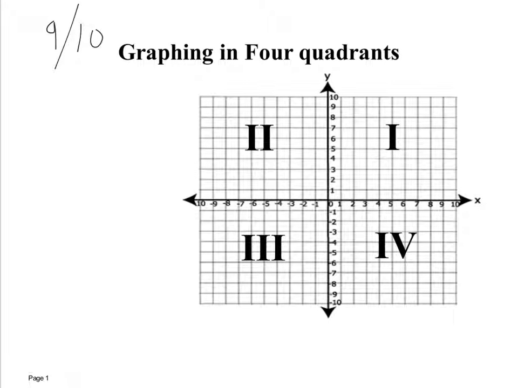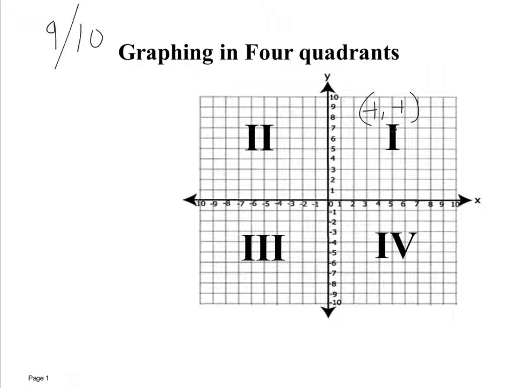Alright, today we're going to talk about graphing in 4 quadrants. A coordinate plane has 4 quadrants: 1, 2, 3, and 4. 1 is the top right corner. How I know if I'm in quadrant 1 is if the x coordinate is positive and the y coordinate is positive. If the y coordinate is positive, then I'm in quadrant 1. So positive is quadrant 1.